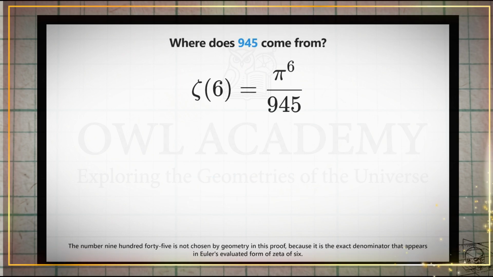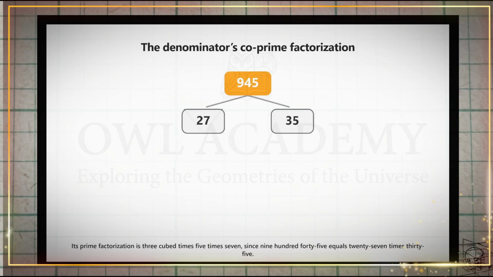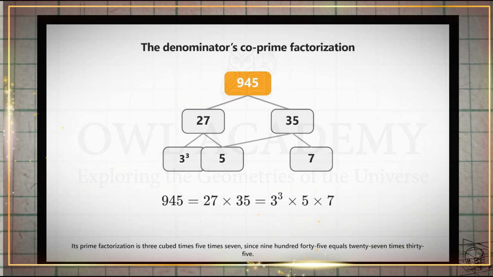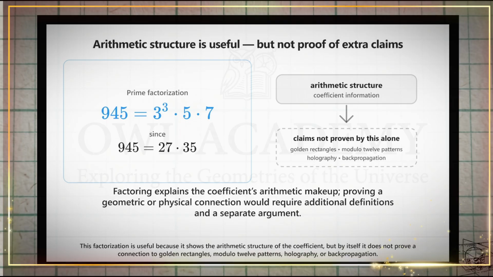The number 945 is not chosen by geometry in this proof, because it is the exact denominator that appears in Euler's evaluated form of zeta of 6. Its prime factorization is 3 cubed times 5 times 7, since 945 equals 27 times 35. This factorization is useful because it shows the arithmetic structure of the coefficient, but by itself it does not prove a connection to golden rectangles, modulo 12 patterns, holography, or backpropagation.